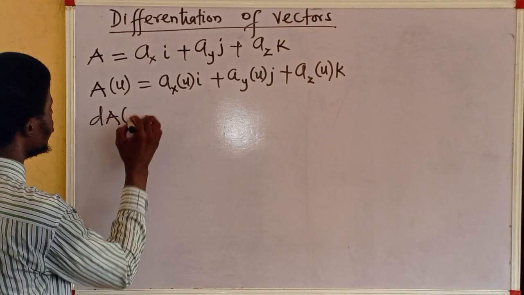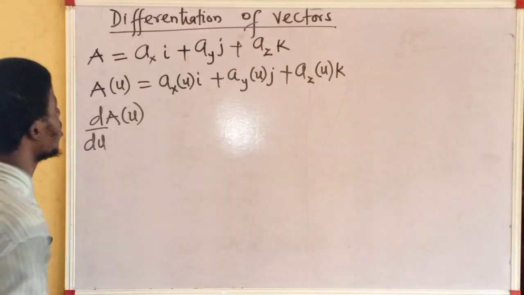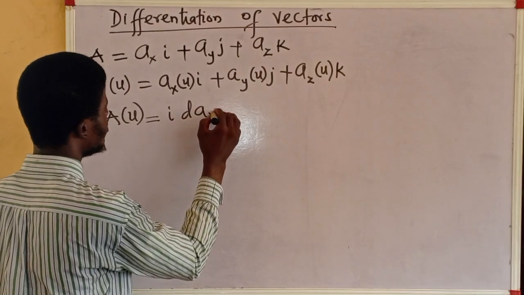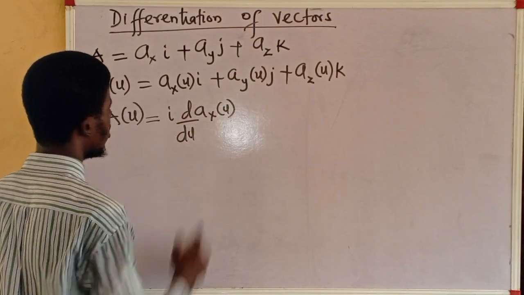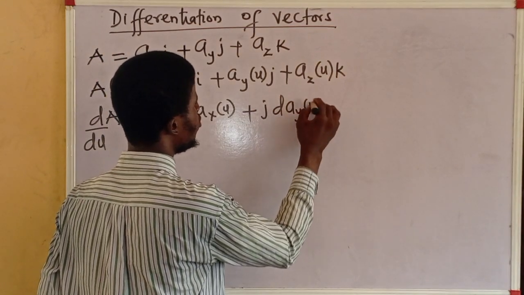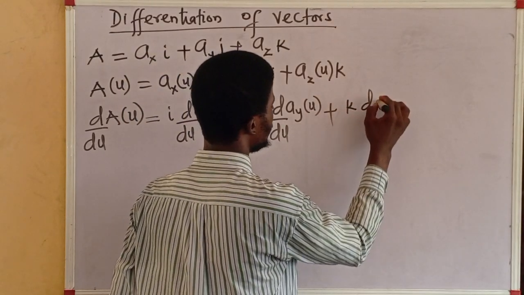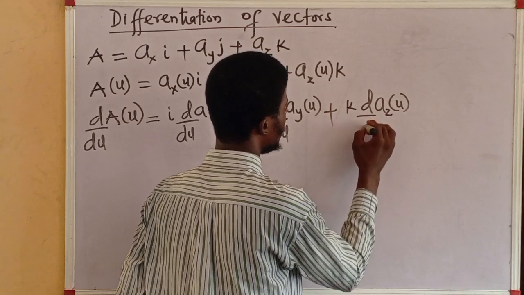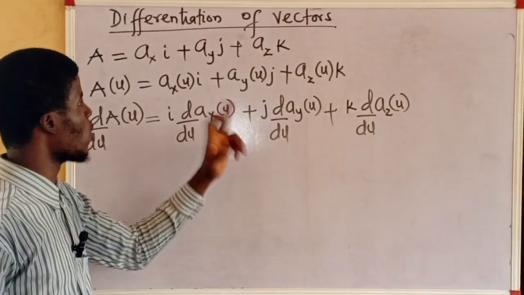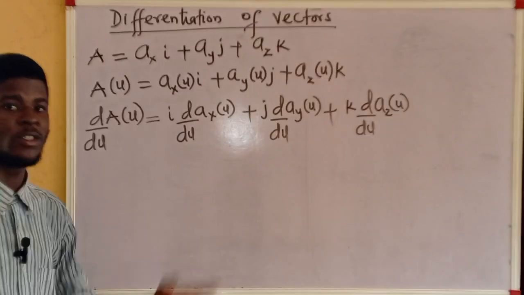dA/du, that is, I'm differentiating this now with respect to u, is equal to i dA sub x of u/du plus j dA sub y of u/du plus k dA sub z of u/du. I am differentiating each of them with respect to u because the vector depends on a scalar quantity u. So this is how to differentiate a vector.